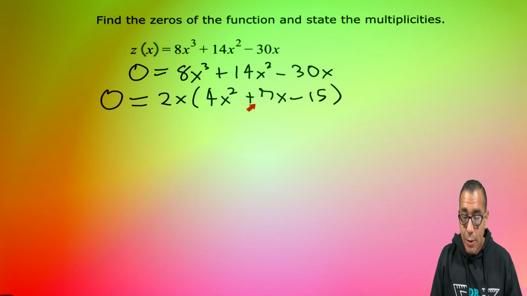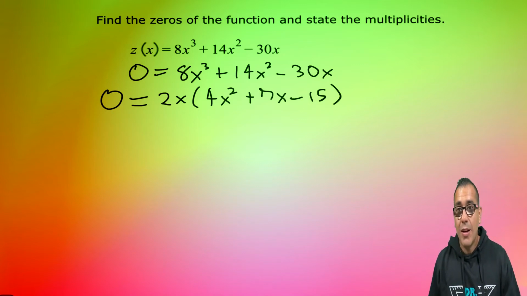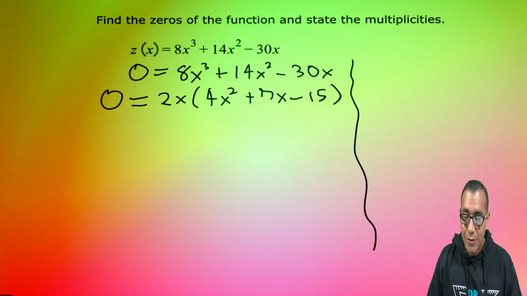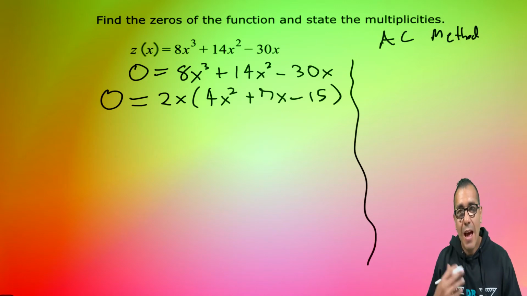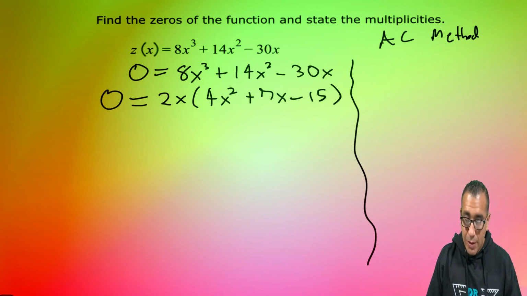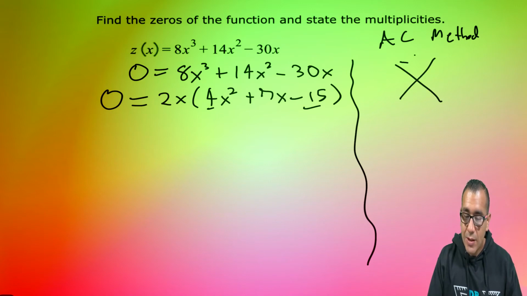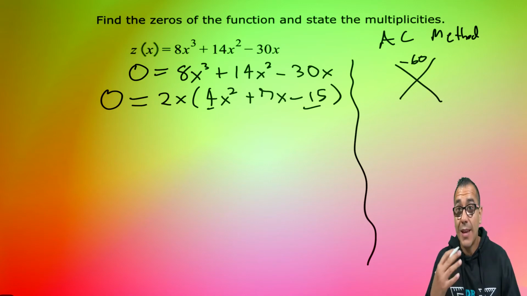All right, can we factor this trinomial? Again, make sure you understand and know how to factor. Over here, let me go ahead and use the AC method. We have so many methods to choose from, I'll just use the AC method. What does that mean? We multiply our first and last term, so we get negative 60 because 4 times negative 15.